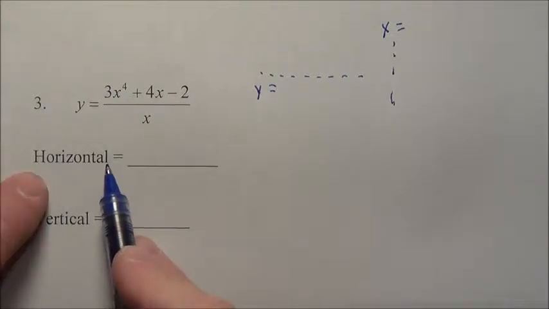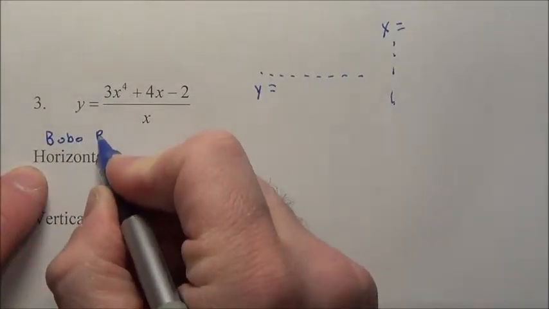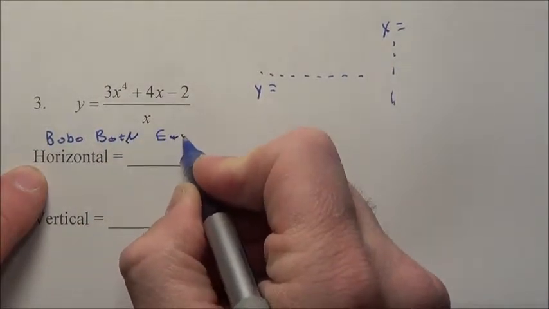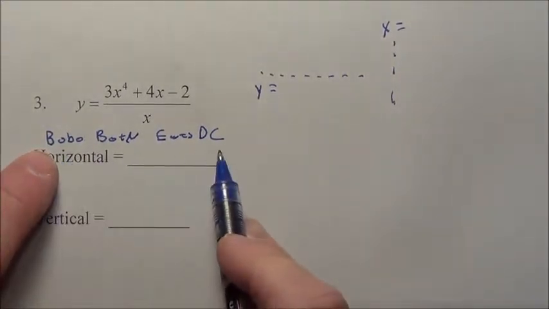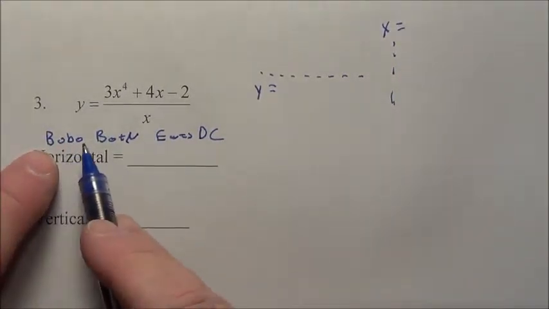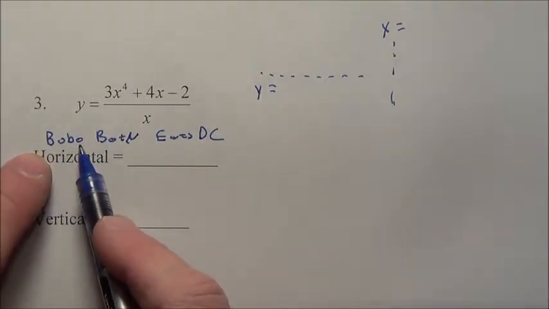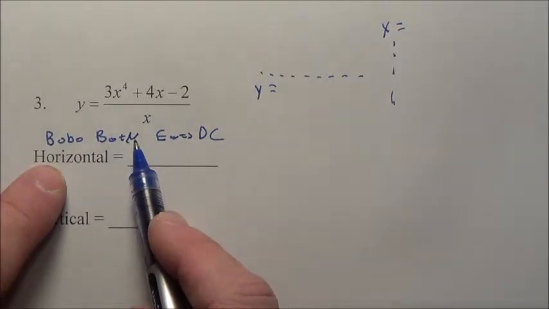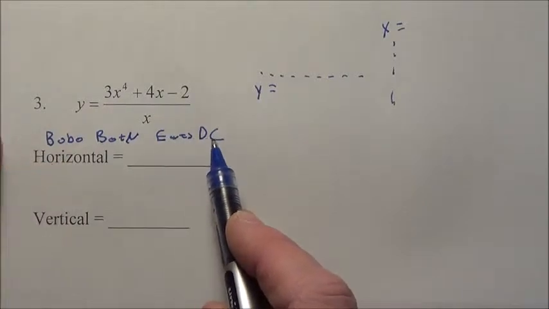Well, for the horizontal, remember we have that expression, BOBO BOTN, EATS DC. That's just a little mnemonic device to help us figure this out. BOBO stands for bigger on bottom. If so, we're going to have y is equal to 0. Bigger on the top, there'll be no horizontal asymptote. Exponents are the same, we divide the coefficients.